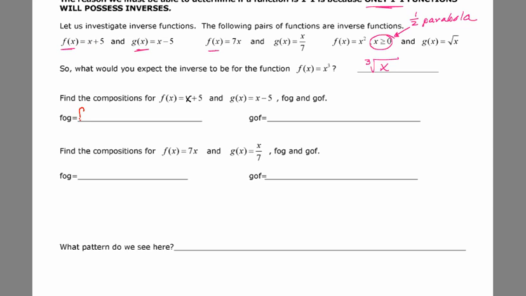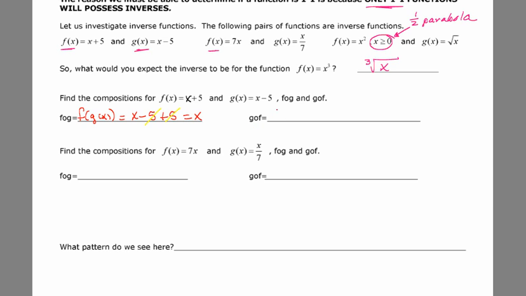F circle g means f parenthesis g parenthesis x, which means we're putting the g function inside the f function. When I do that, when I put the g function inside the f function, it looks like x minus 5 plus 5. And what happens here is that the 5's cancel and I'm left with x.